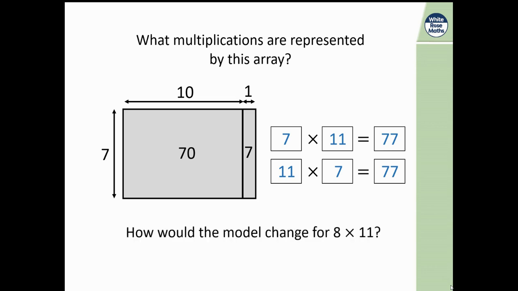How would the model change for 8 multiplied by 11? So think about how you would group the 10 and the 1, just like it is at the top here on this diagram. And what would be going down the side? So instead of 7, what would you have?